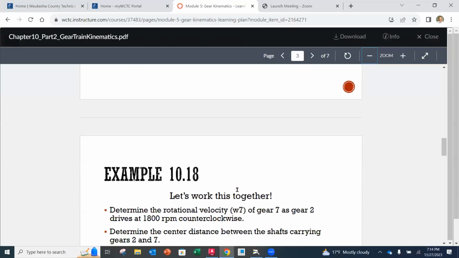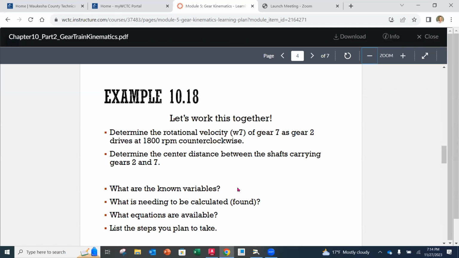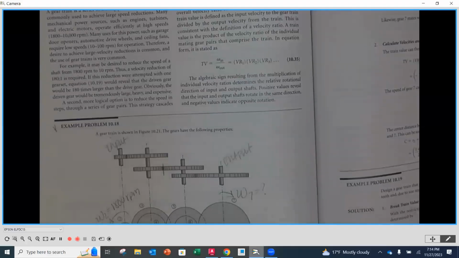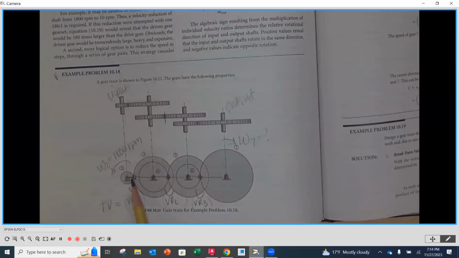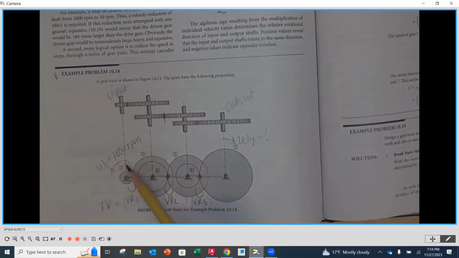All right. So we are going to look at that example that we just took a peek at. We want to determine the rotational velocity, W7, of that last gear, as gear number 2, the first gear, drives at 1800 RPMs counterclockwise. We also want to determine the center distance between the shafts that are carrying gears 2 and 7. Okay, so let's go back underneath our camera. So we want to find out, if gear number 2 is rotating counterclockwise at W2 equal to 1800 RPMs.